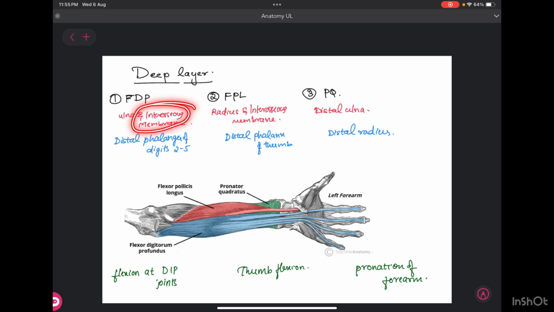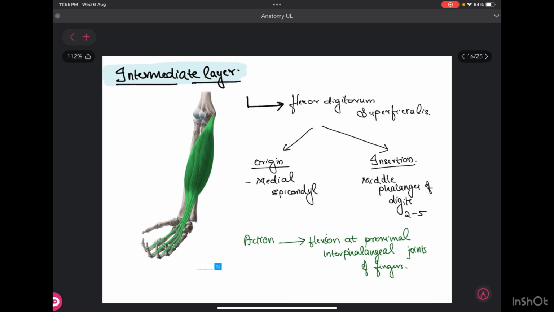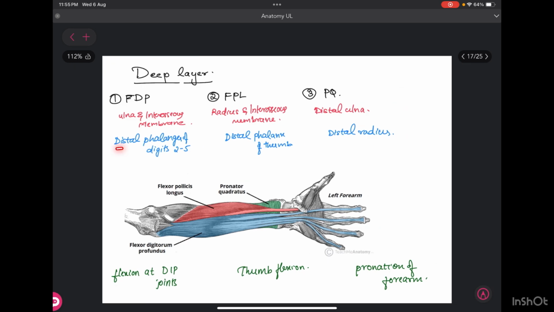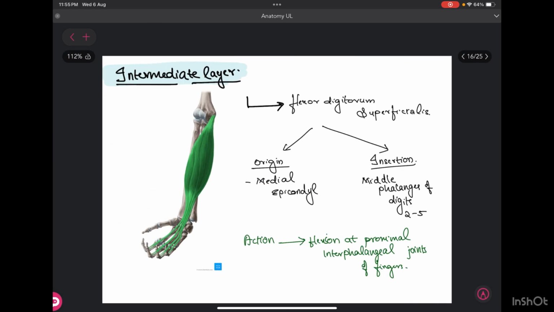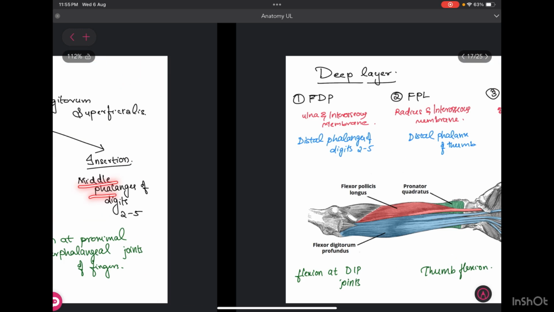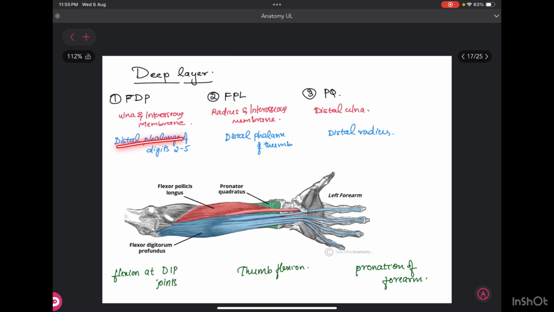So what is the insertion? It arises from the interosseous membrane and also the ulna, and it is inserted into the distal phalanges of the digits 2 to 5. Here, in superficialis, it is inserted into the middle phalanges of the digits. And what is the function? Here it is flexion at the distal interphalangeal joint. There, the function is at the proximal interphalangeal joint, as it is inserted into the middle phalanges. Profundus is inserted into the distal phalanges and flexes the distal interphalangeal joint. So that is the difference between flexor digitorum profundus and flexor digitorum superficialis.